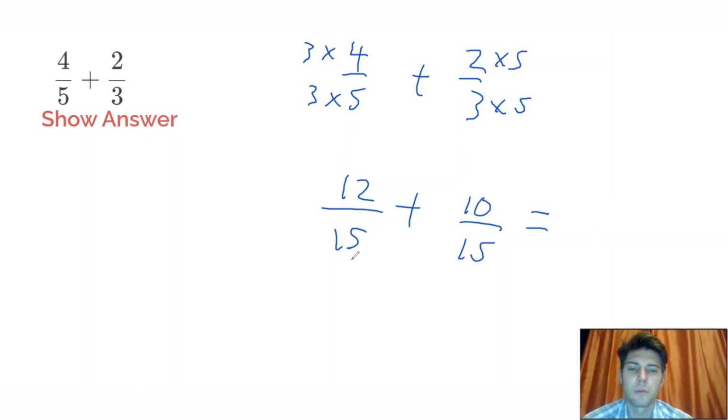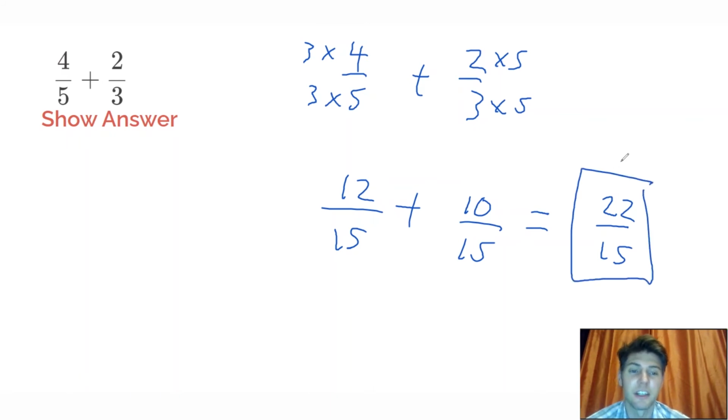Now, when we add them, we leave the common denominator the same, but we add 12 plus 10, which is 22. 22 over 15 could be the answer, and this is called an improper fraction because the top is larger. We can also write this as a mixed number if we wanted.